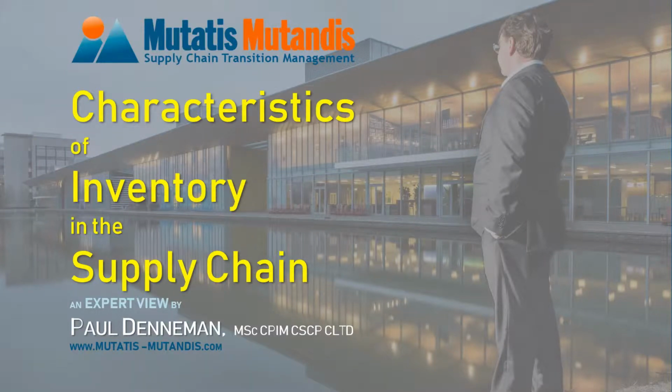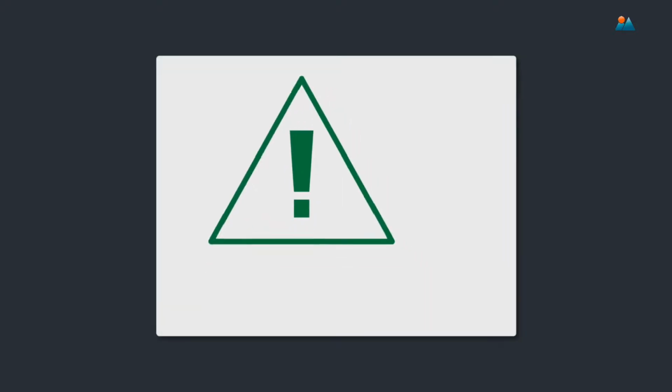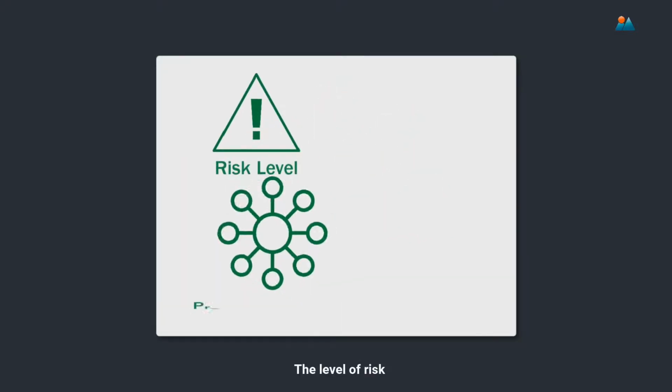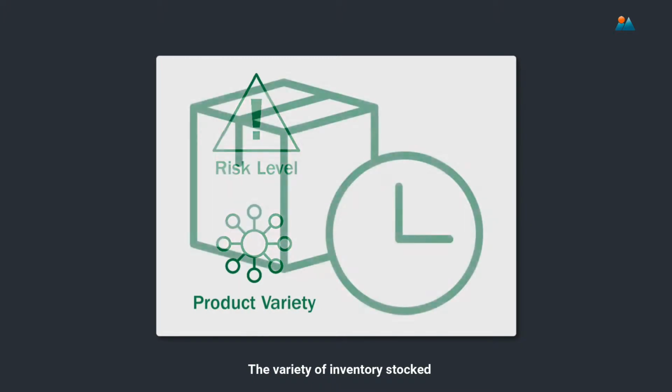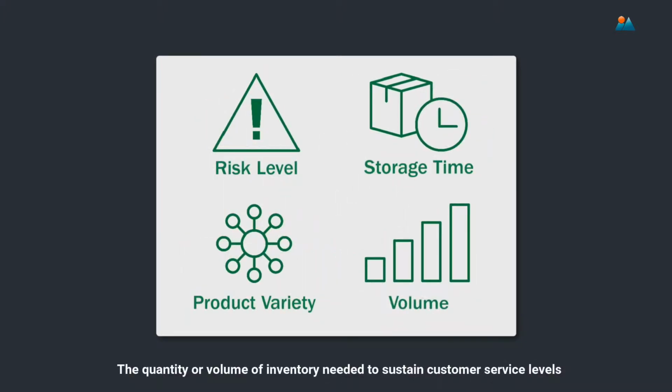Characteristics of inventory in the supply chain. Not all inventories are managed the same way in the supply chain. Depending on channel positioning, companies will have a very different view as to the level of risk, the variety of inventory stocked, the amount of time the inventory is expected to be stored, and the quantity or volume of inventory needed to sustain customer service levels.